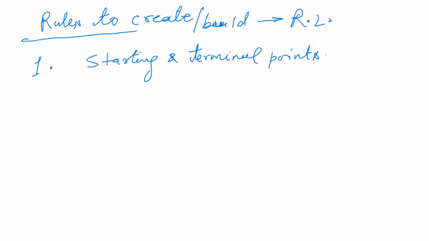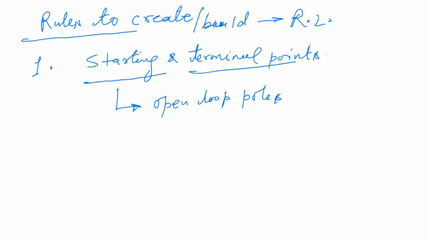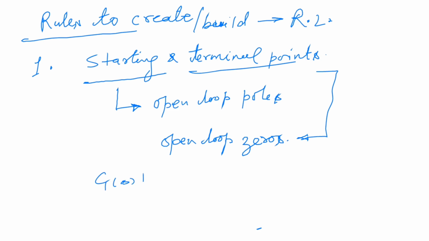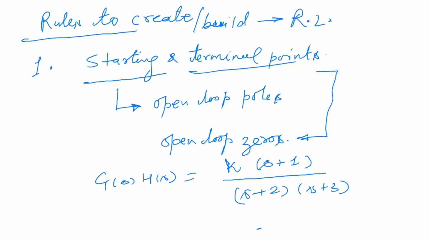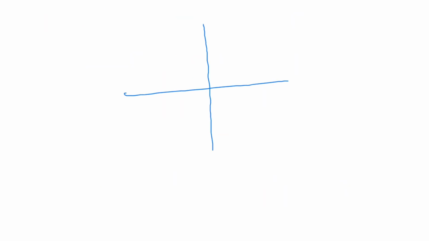As we have seen in the previous class, root locus always starts from open loop poles, and for the terminal points, root locus always ends up on open loop zeros. Now let's take one case over here. Let's take an example. The open loop transfer function of the system is this. Now let's start making the root locus for this one. On the S plane, we have taken one open loop zero at -1 and two open loop poles at -2 and -3. Now here, for this particular example, we have two poles and one zero.